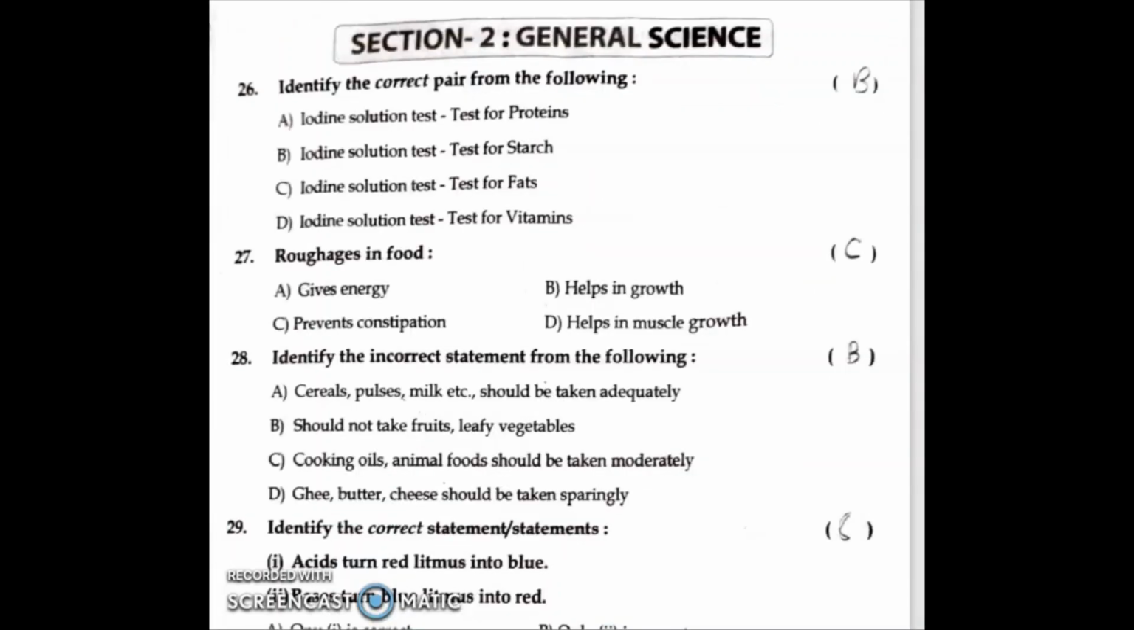So today in general science, now the first question is to identify the incorrect pair from the following. B is the correct option. Roughages in food: A, helps in preventing constipation. Identify the correct statement from the following. B, should not take leafy vegetables and fruits.